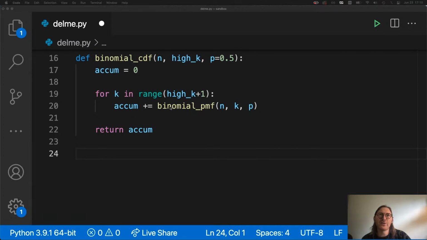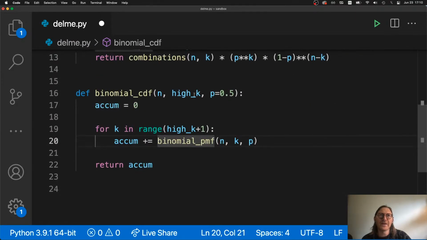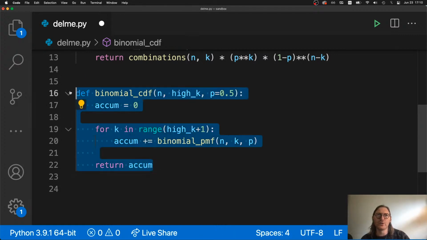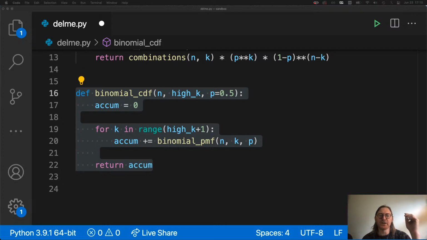What does high k stand for? That's up to the value that we're trying to get the probability for. So if we're looking at the probability of getting 4 or fewer flips, then high k is going to be 4, because we want to consider k of 0, k of 1, k of 2, k of 3, and k of 4. So that's 5 out of those 10 values.